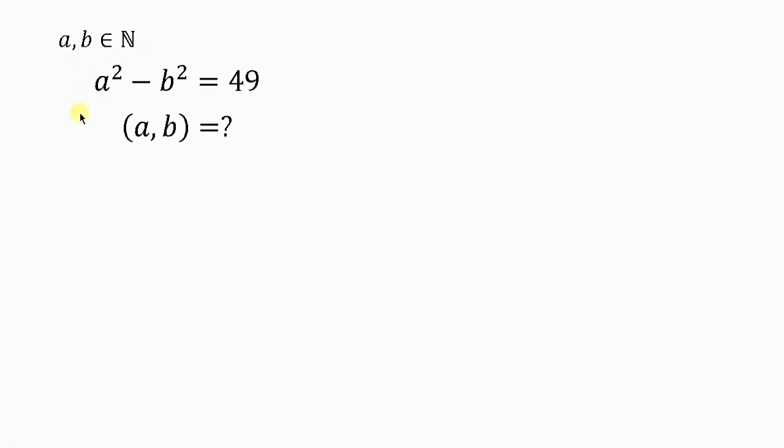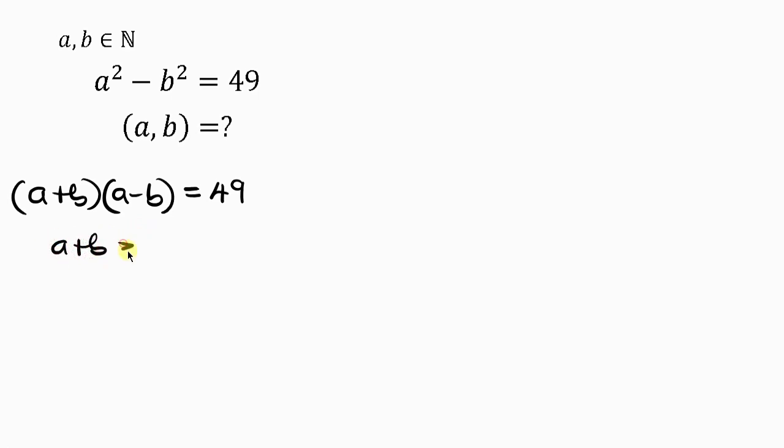Our first step would be for us to apply the property of difference of two squares. So the property of difference of two squares on the left hand side will be a plus b times a minus b, and this is equal to 49. So we have two factors which multiply to give 49. And since a and b are natural numbers, obviously a plus b must be bigger than or equal to a minus b.